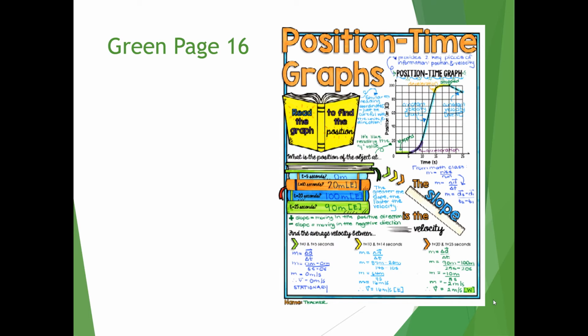Okay, so let's go over all the rest of this information that's up here. A position-time graph provides 2 key pieces of information, both the position and the velocity. Remember, the position is actually read directly off the graph, like you did here. And by looking at the slope for certain intervals, you can find the velocity.